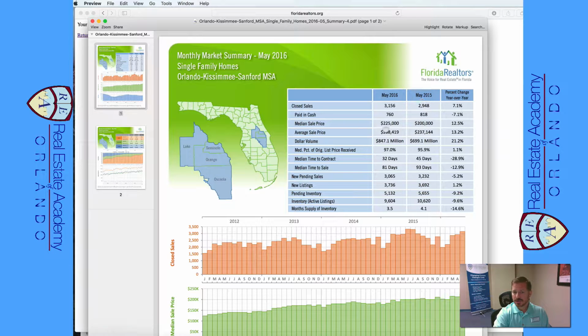Paid in cash is 760, whereas last year was 818. Now, what is this telling us? That there are fewer investors in the market. Typically, the investors are paying almost all cash. We do have a lot of snowbirds that come down and pay cash as well, in addition to local homeowners that are looking to buy and pay cash also. But this is now starting to come down significantly. In years past, we saw this number sometimes even in the 50% range. So we're down 7.1% from what we were last year.